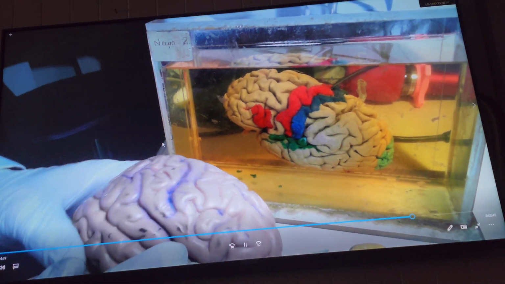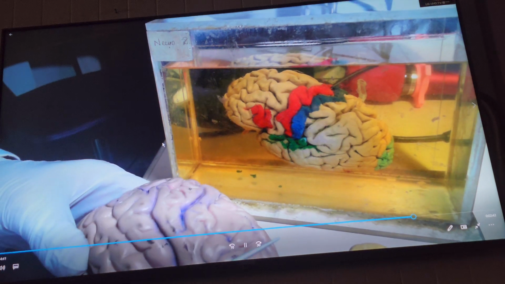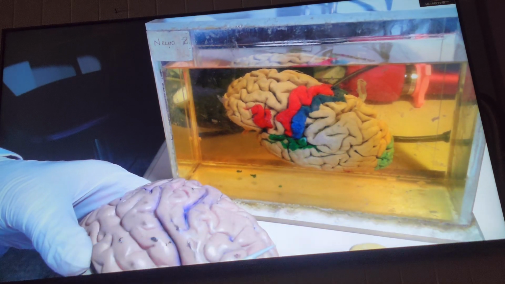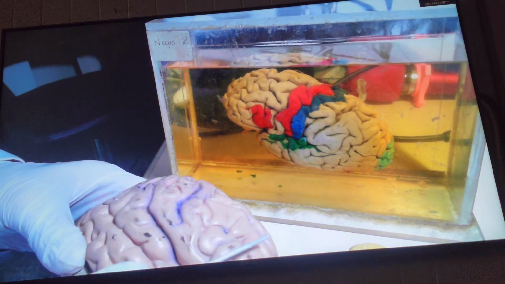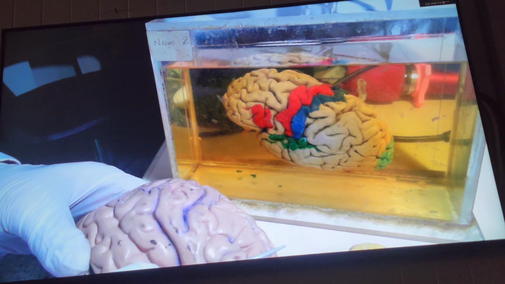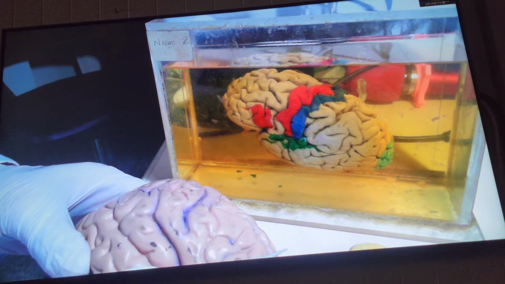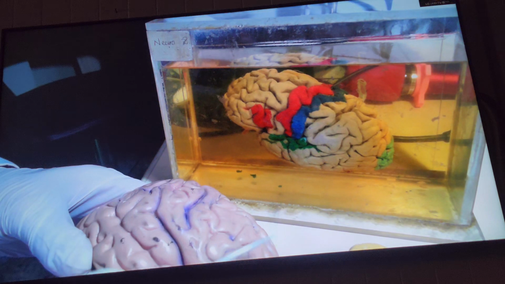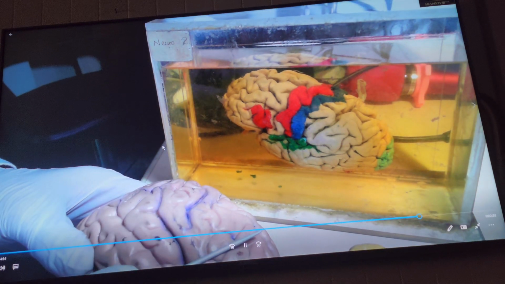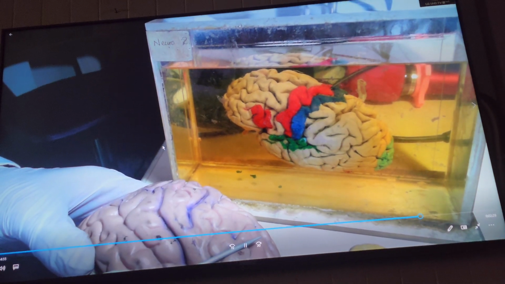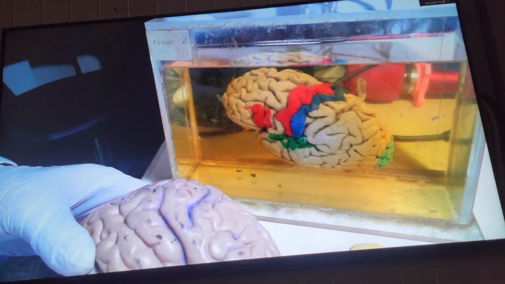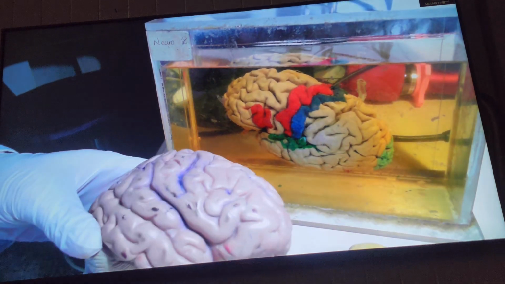If both regions, I mean the motor area and the sensory speech area, are damaged, it results in a condition called global aphasia.